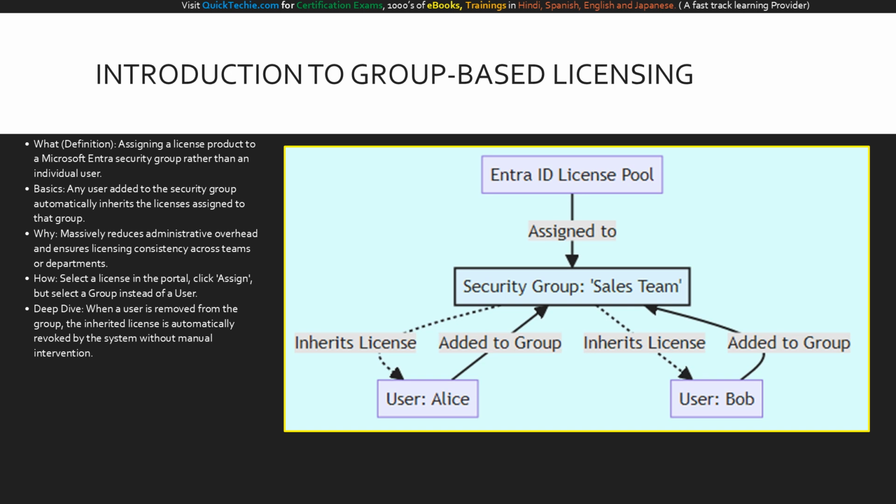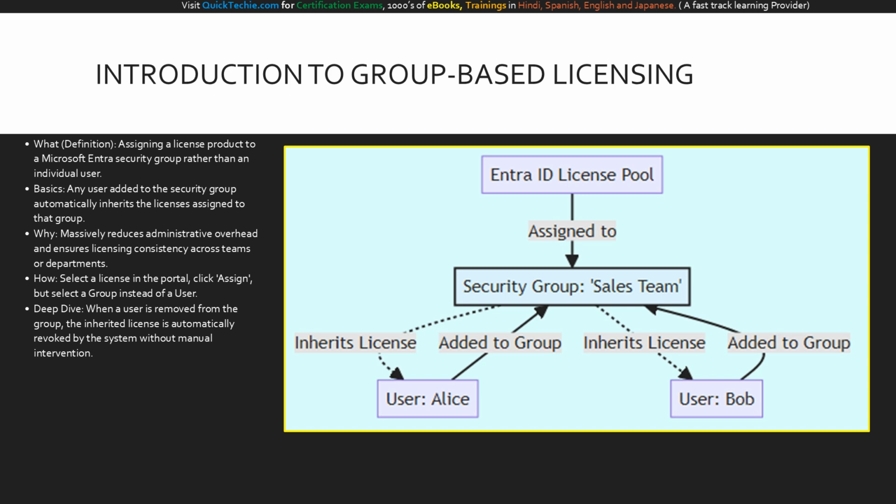What is it? Instead of targeting users, you assign your license pool directly to an Entra ID security group. The basics are brilliant in their simplicity. Any user you drop into that group automatically inherits the licenses attached to it. Why do we do this? It drastically reduces your daily administrative overhead and ensures that everyone in a specific department gets the exact same consistent feature set. How is it done? It's the exact same portal process we just looked at, but you simply select a group instead of a user.